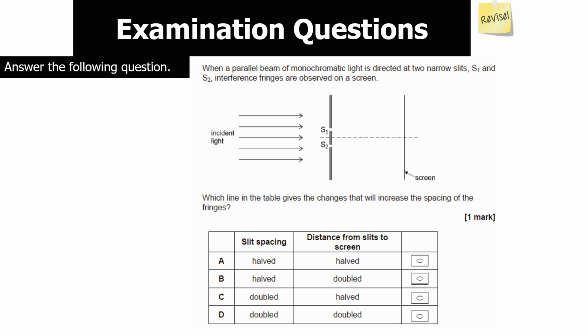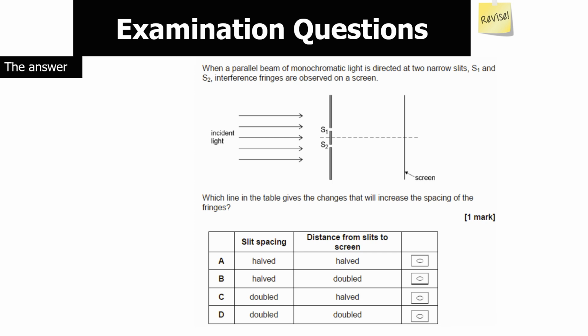The next question says, when a parallel beam of monochromatic light is directed at two narrow slits S1 and S2, interference fringes are observed on a screen. Which line in the table gives the changes that will increase the spacing of the fringes? So pause the video now, then unpause the video when you want to go through your answer.